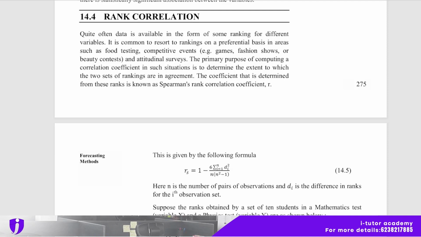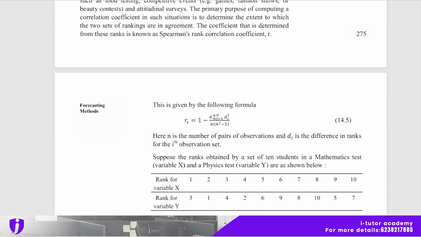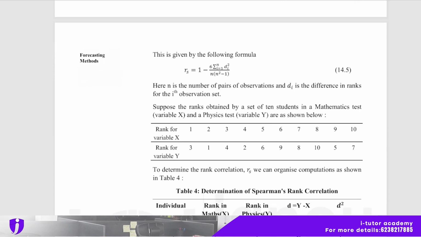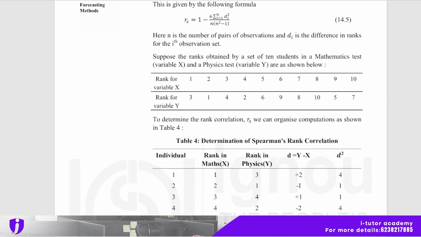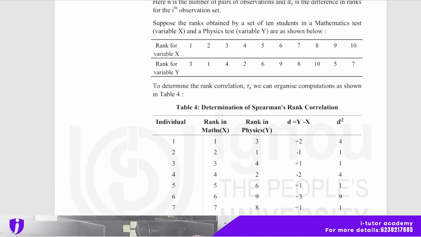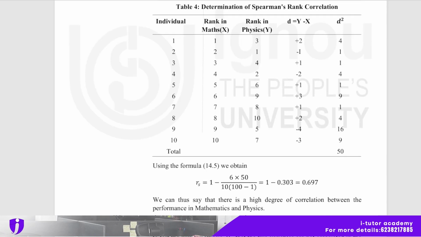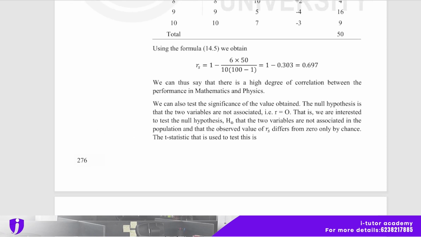The coefficient that is determined from this rank is known as Spearman's rank correlation coefficient, that is R. This is given by the following formula. Here n is the number of pairs of observations and di is the difference in ranks for the ith observation set. And Table 4, that is determination of Spearman's rank correlation, is here. And we can thus say that there is a high degree of correlation between the performance in mathematics and physics.